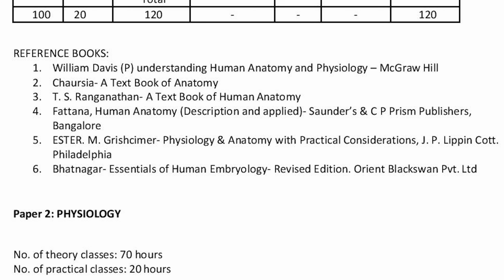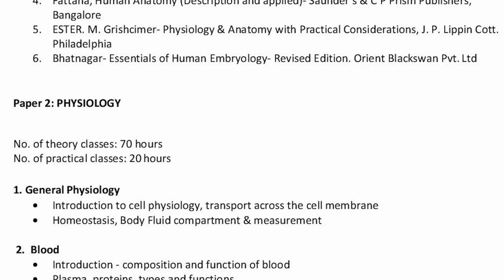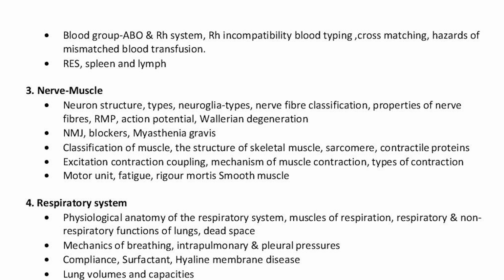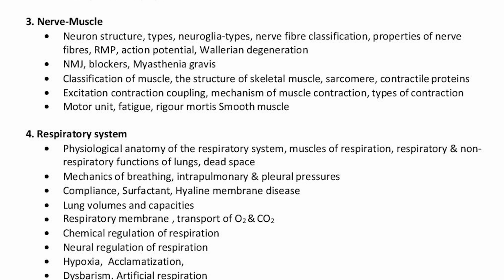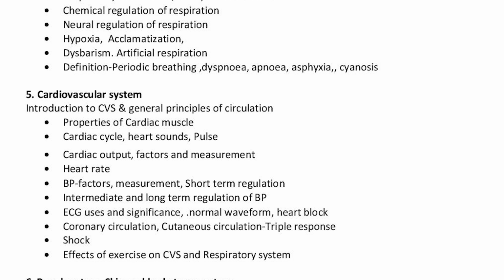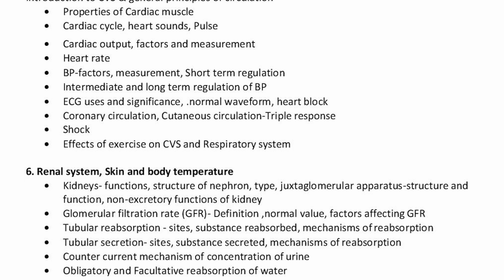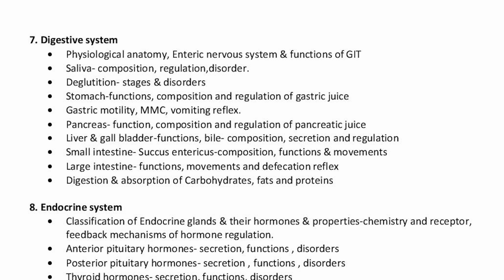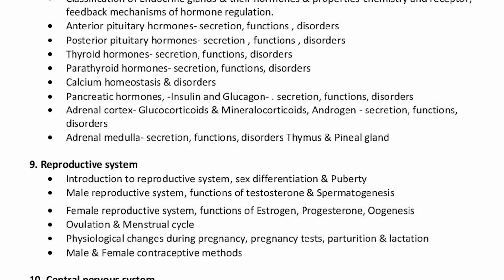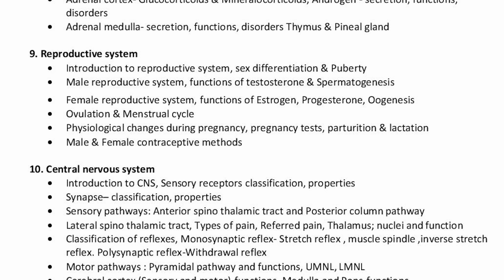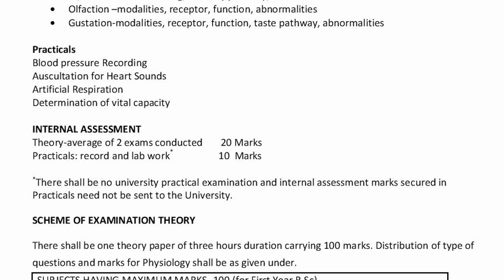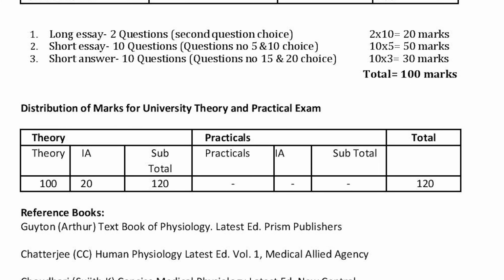Next is physiology. It has 11 topics. 1. General physiology. 2. Blood. 3. Nerve muscle. 4. Respiratory system. 5. Cardiovascular system. 6. Renal system, skin and temperature. 7. Digestive system. 8. Endocrine system. 9. Reproductive system. 10. Central nervous system. 11. Special senses. Physiology question paper is of 100 marks.